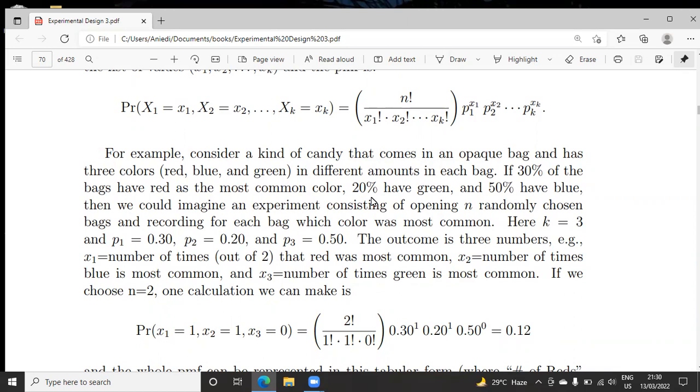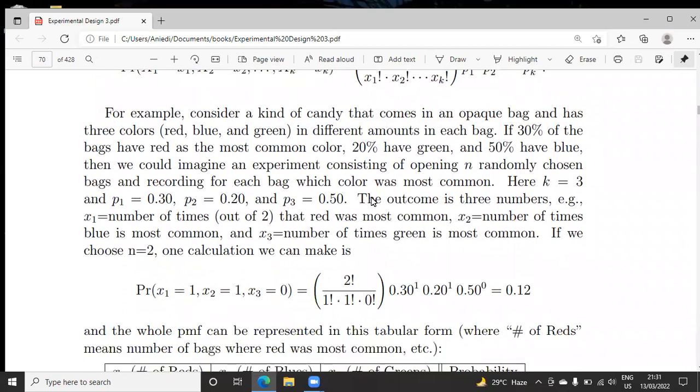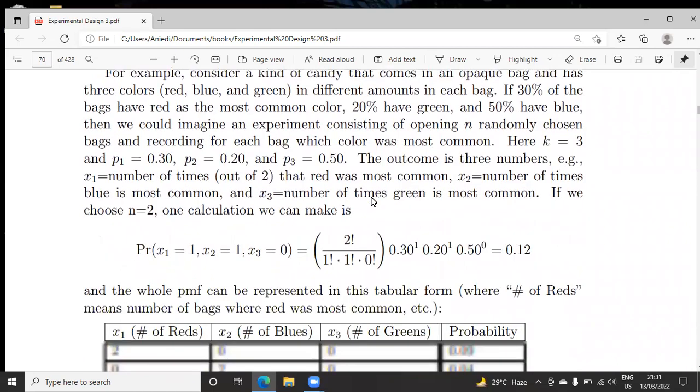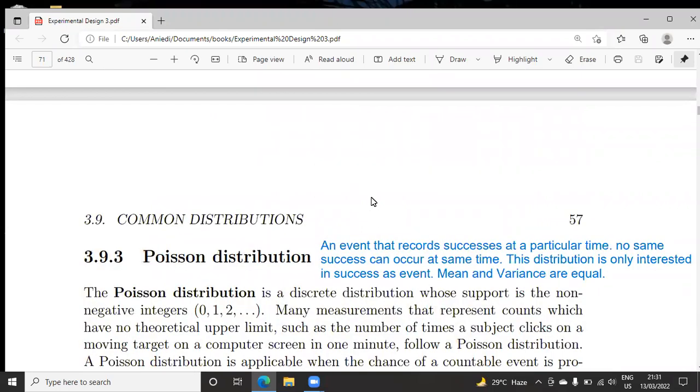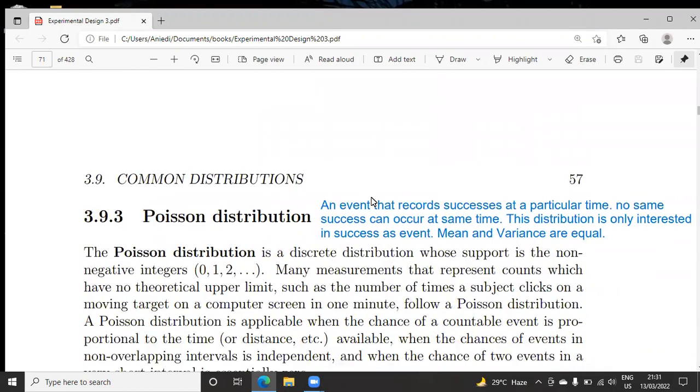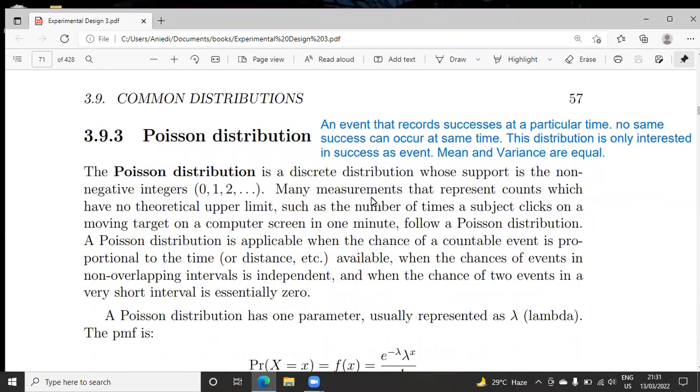So imagine more bags of candies are brought. We can actually calculate the probability of having a certain number of candies, having several successes. So in such a case, when you need to calculate more than one success, you use the multinomial distribution. Then there is a Poisson distribution.